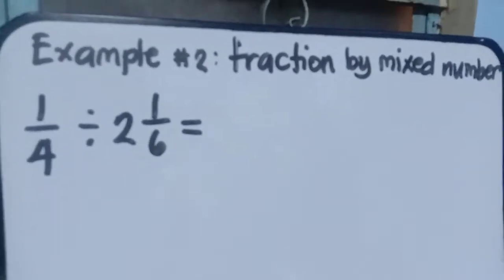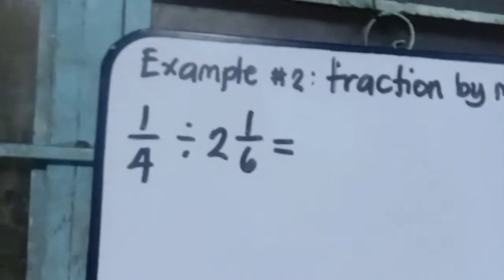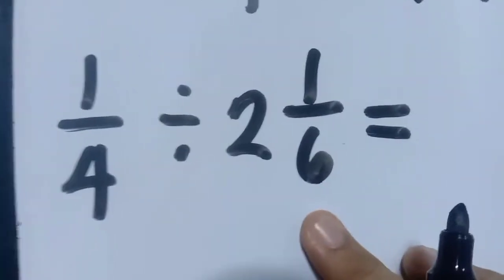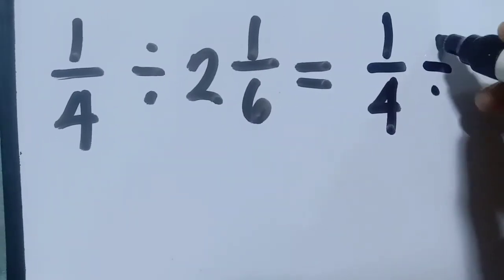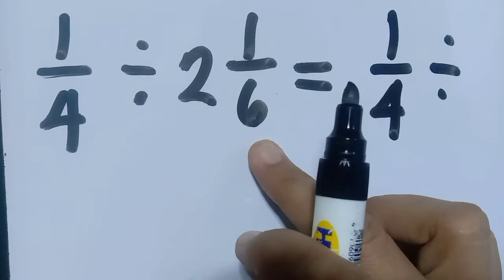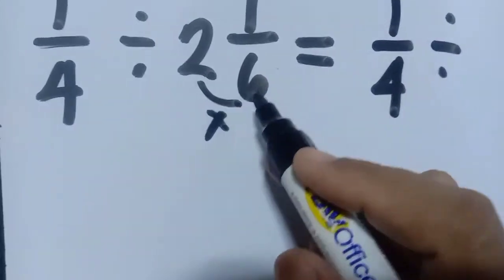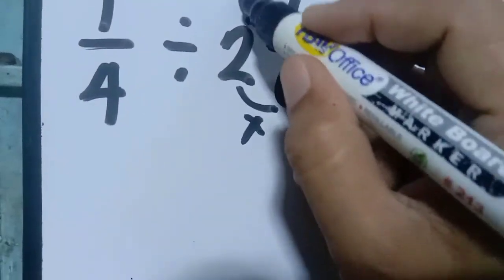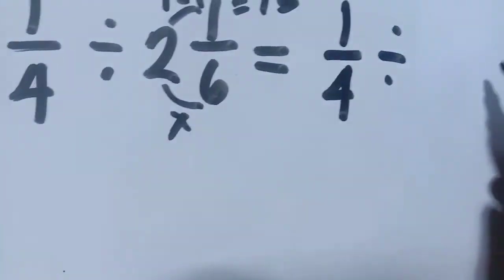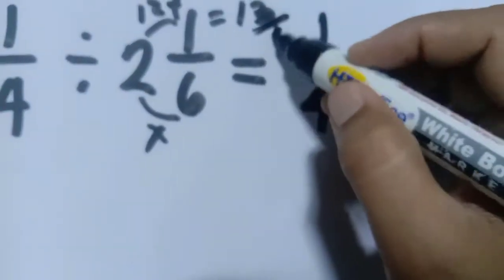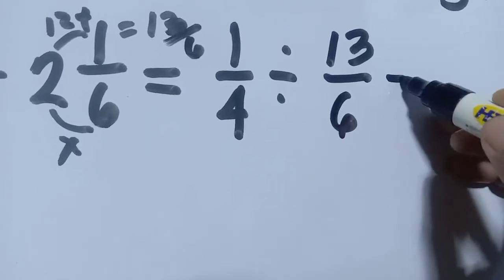Okay, example number 2. Vice versa, kanina ng example number 1. Fraction by mixed number. Okay, our example here is 1/4 divided by 2 and 1/6. Okay, we have to keep the first fraction. Okay, then change mixed number to improper fraction. We have how? Okay, 2 times 6 is 12. Okay, 12 plus 1 equals 13. Okay, over 6. Okay, so we have here 13, yung second fraction natin, 13 over 6.